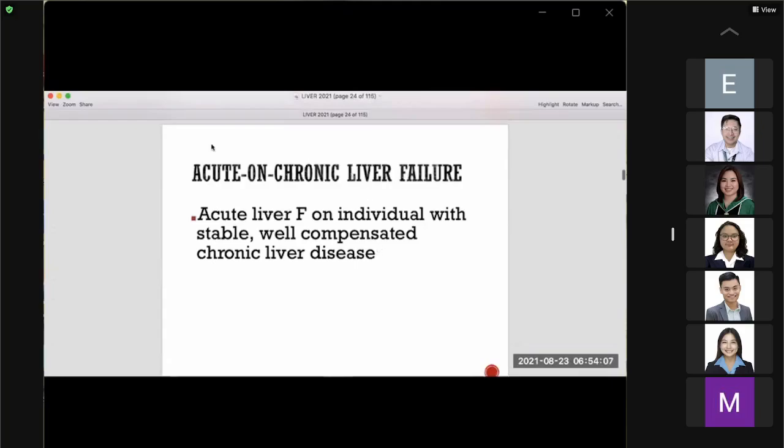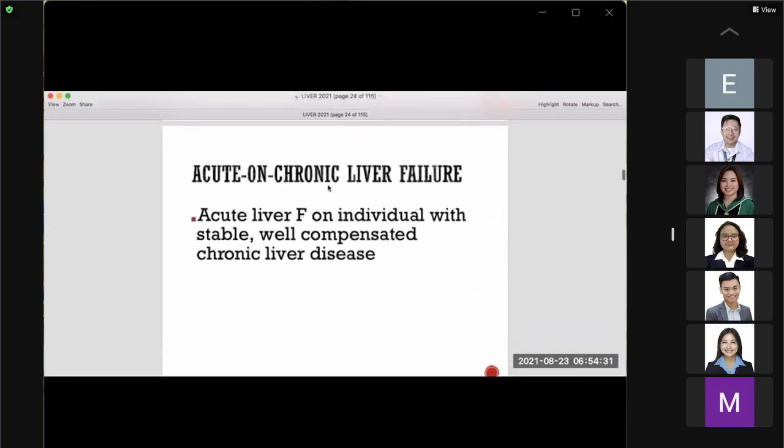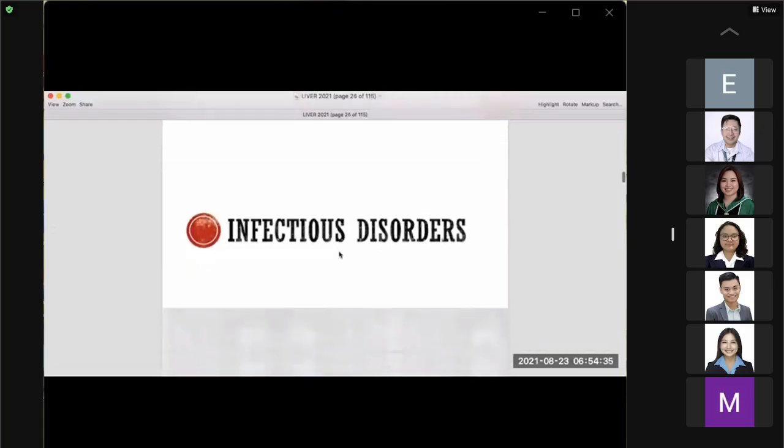There is also a state known as acute on chronic liver failure. So in here, there is acute liver failure in individuals with stable, well-compensated chronic liver disease. So the patient already has a chronic liver disease, but he's okay, and then suddenly he goes into an acute liver failure. So that is what you call acute on chronic liver failure.